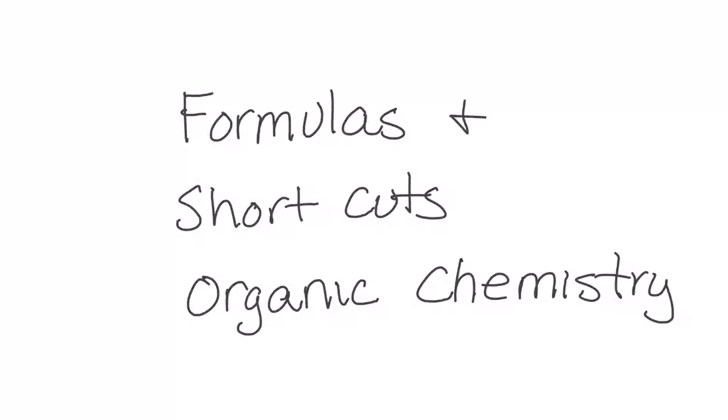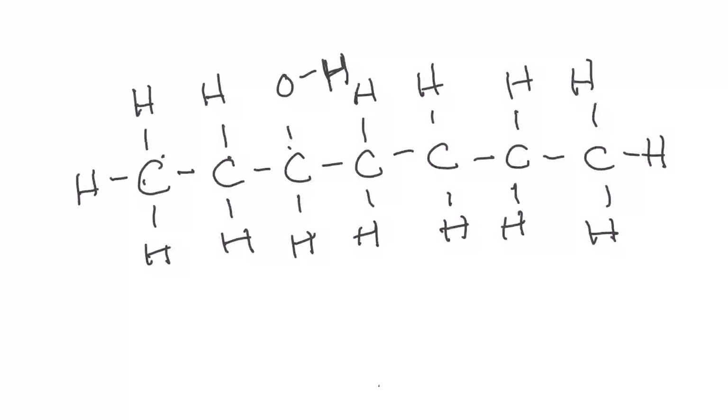Hello, today's lesson is on organic chemistry, specifically the formulas and the shortcuts for those formulas, and the many ways organic chemists use to draw molecules. So let's take one for an example. Here is a chemical that is an organic chemical because of all the carbons, and it has a functional group of an OH right here, which makes it an alcohol. So this is an alcohol.